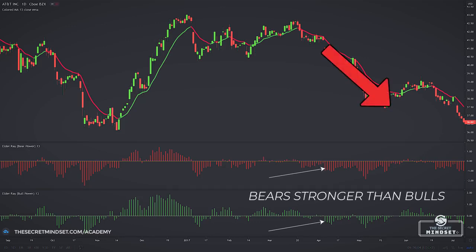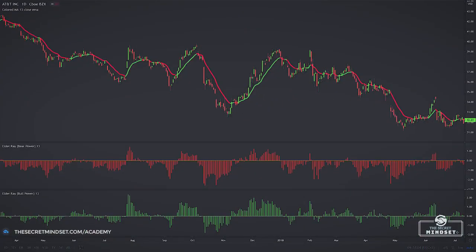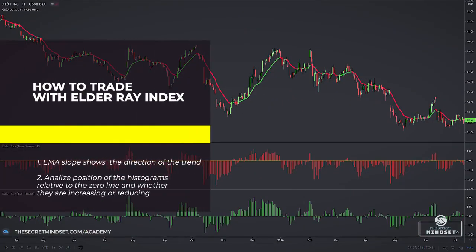The distance between the low and the EMA, which widens when the bears are weaker and narrows when they are stronger, gives the figure. Remember, bear power is typically negative, so if it turns positive, the bulls have taken complete control. So how to trade with Elder Ray Index?